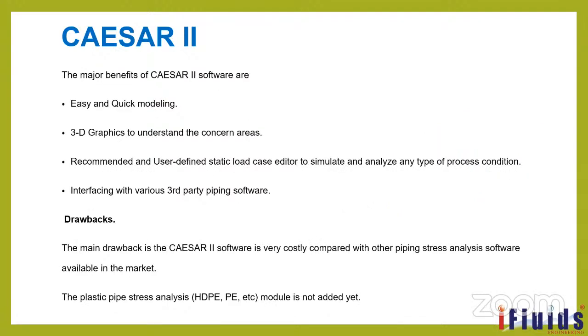The major benefits of Caesar 2 are easy and quick modeling, 3D graphics to understand the concern areas, a user-friendly interface, and interfacing with third party piping software. Even though many softwares are available, most clients ask us to do stress analysis in Caesar 2 software only. The main drawback in Caesar 2 is that it is very costly compared to other piping stress analysis software like Roar 2, but even so, most clients ask for Caesar 2 only.